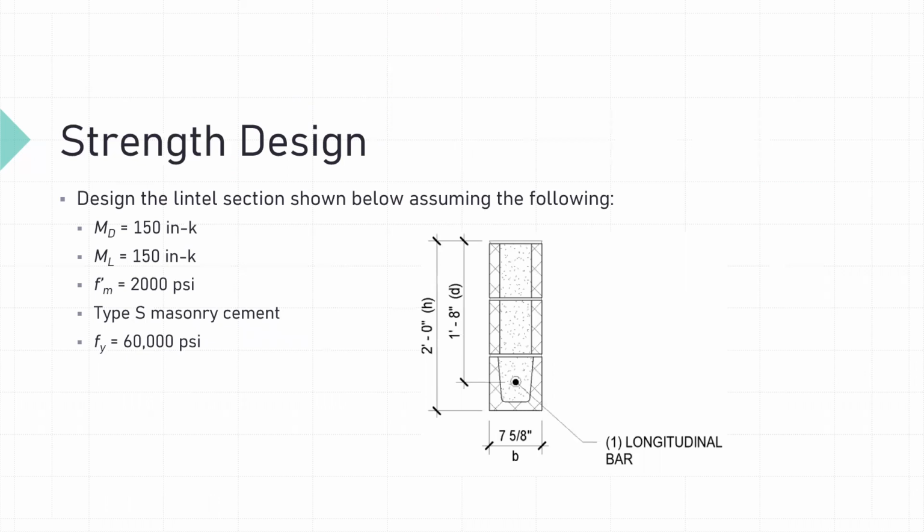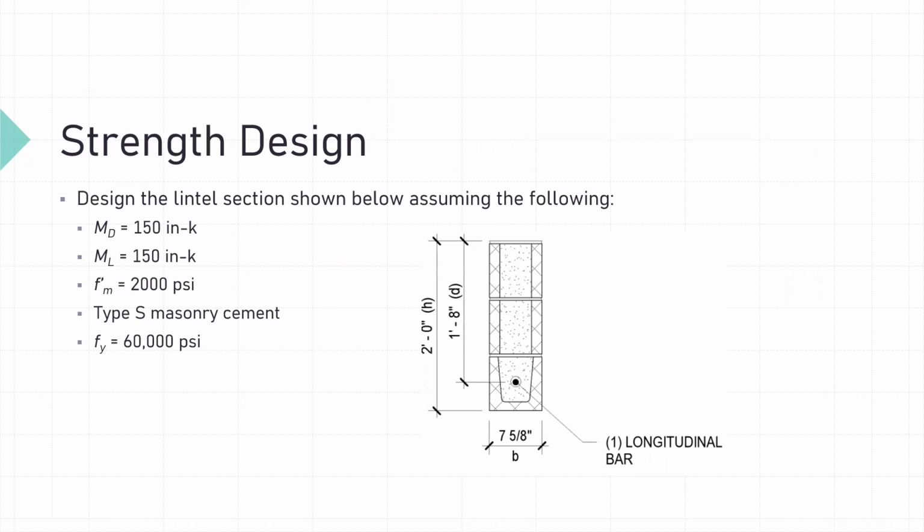If we wanted to design a lintel section, we'll take everything we've learned up to now in this video and apply it to this lintel here. We have a dead load moment of 150 inch-kips. We have a live load moment of 150 inch-kips. f'm is 2000 psi. We'll be using type S masonry cement mortar, and we have a yield stress of 60,000 psi.